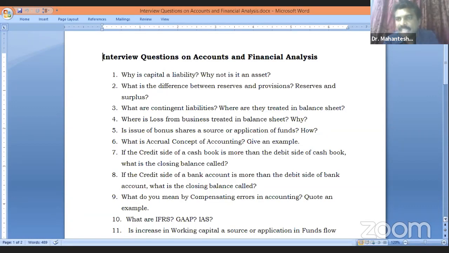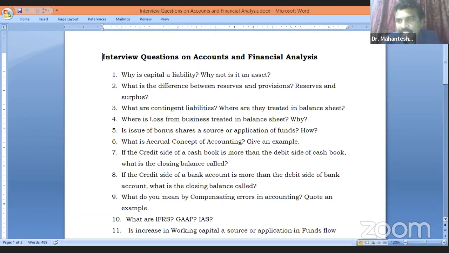Why? As per the business entity concept, the owner is different, the business is different, and the loss made has to be borne by the owner. Until it is taken back by the owner, the loss is kept parked temporarily on the asset side. Is issue of bonus shares a source or application of funds?